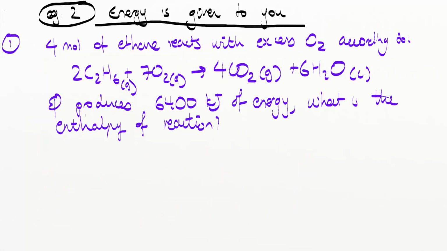Okay, so let's have a look at this equation here. The question comes back and it says 4 moles of ethane reacts with excess oxygen according to this particular equation and produces a bunch of energy. What is the enthalpy of the reaction? So as we mentioned before, enthalpy of reaction means how much energy is absorbed or released when the number of moles of reactant and product that reacts is the same as the coefficients in the correctly balanced equation. So the coefficients in the correctly balanced equation are 2 for ethane, 7 for oxygen, 4 for carbon dioxide, and 6 for water.